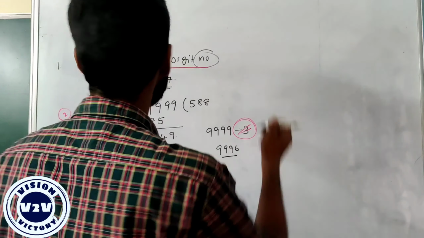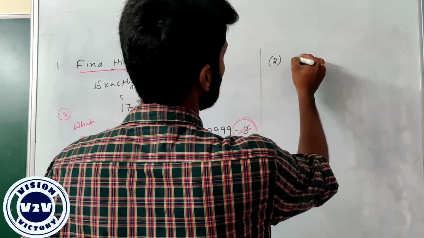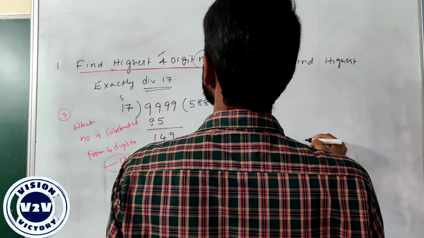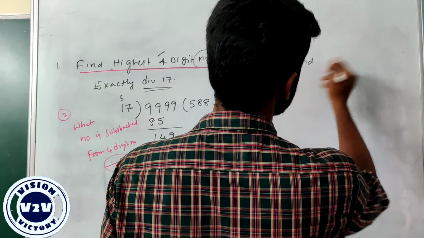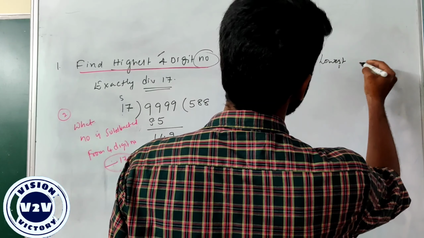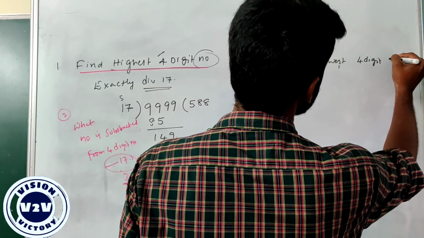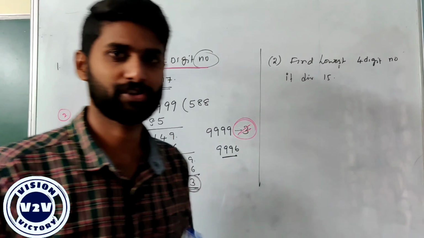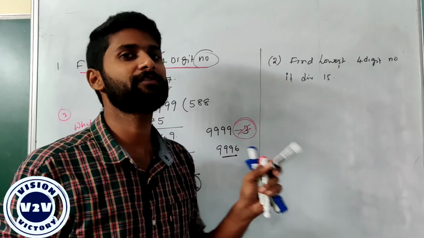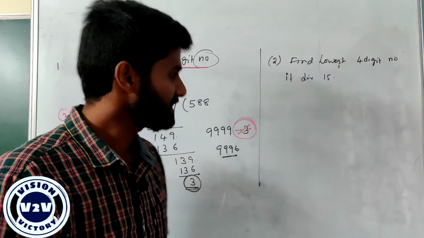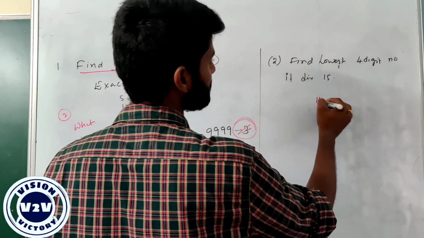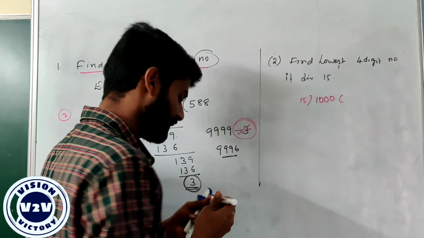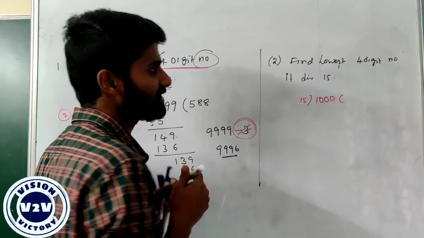Okay, same question. If we go to the other model, instead of the highest, I just go to the lowest one. Find the lowest 4-digit number that is exactly divisible by 15. So that is my question. If any number is divisible by 15, you get 0 as a remainder, that is exact divisibility. We know the lowest 4-digit number is 1000. Check whether we get a 0 remainder or not.